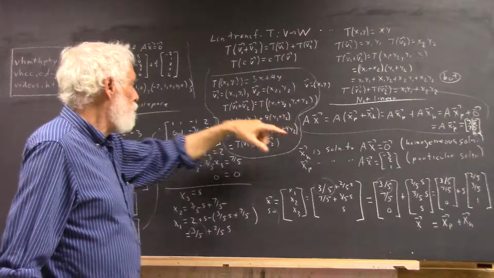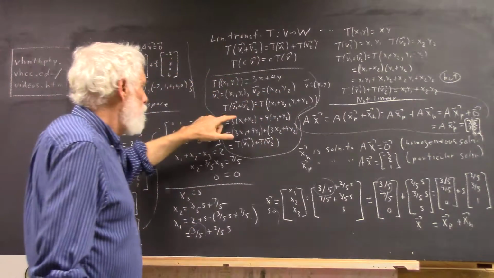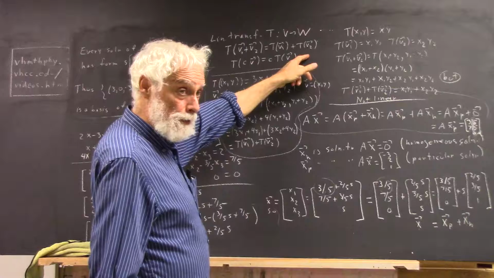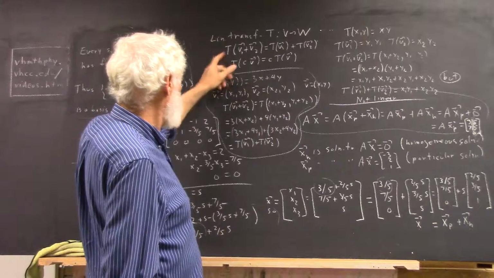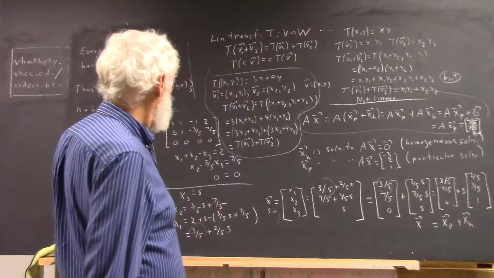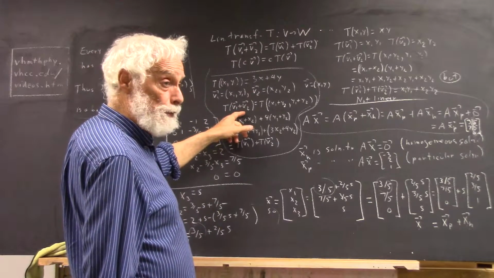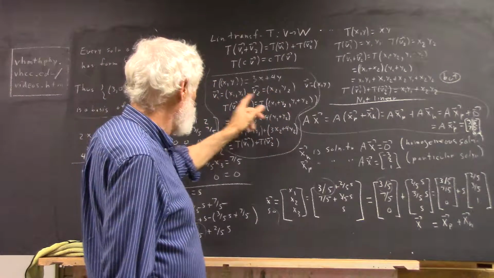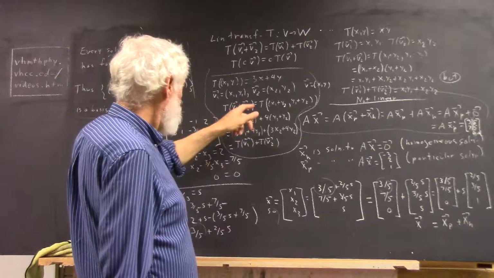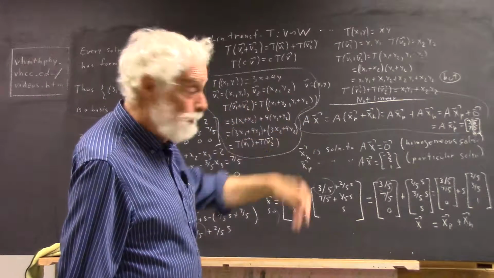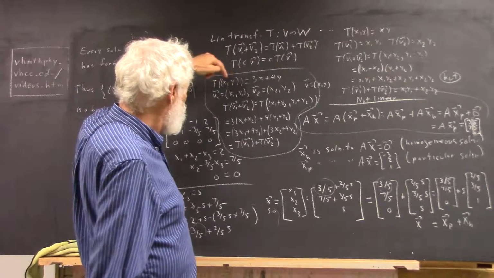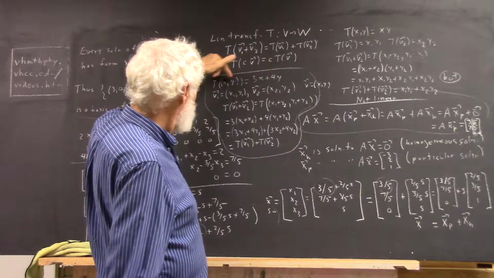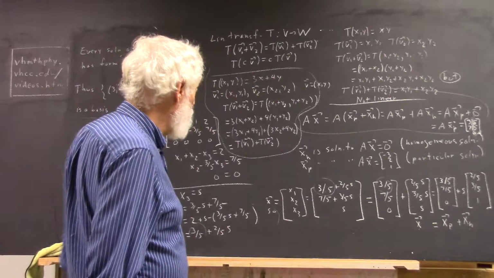Okay, so we want to show that T of (v1 plus v2) equals T of v1 plus T of v2. So we write down what T of (v1 plus v2) would be. Well, v1 plus v2 is clearly (x1 plus x2, y1 plus y2). And what does T do to that? It takes 3 times the first one, which is the x1 plus x2, and adds that to 4 times the second one, which is the y1 plus y2.